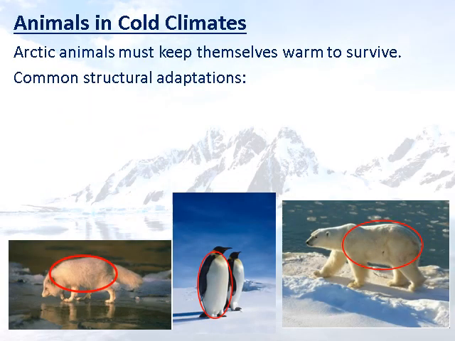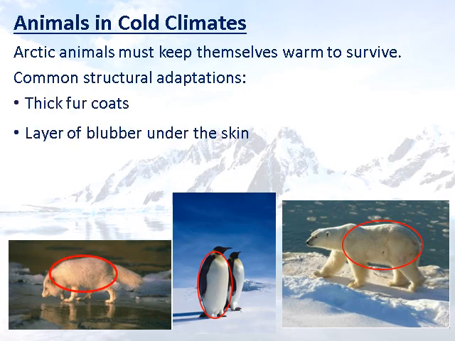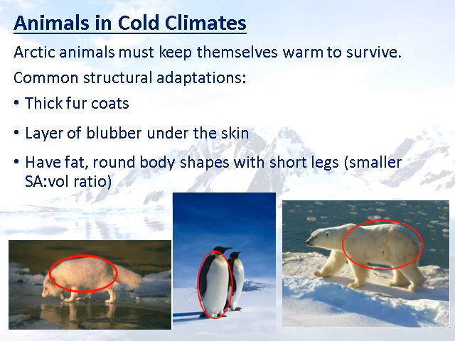So we've talked about in general what our 3 types of adaptations are. So we're going to link this to specific climates now. So animals in cold climates must keep themselves warm to survive. So in terms of the structural adaptations, you can probably see from the images already, you can have a guess at what they are. But thick fur coat, keep them warm. Thick layers of blubber under the skin, so that's fat, and that provides a layer of insulation for the animals.